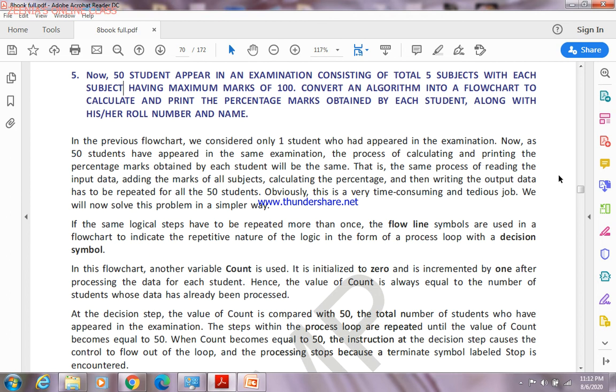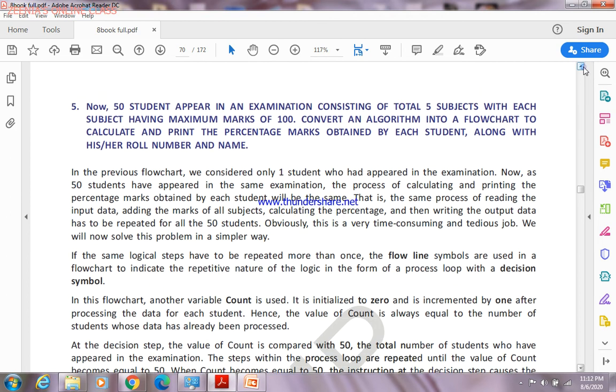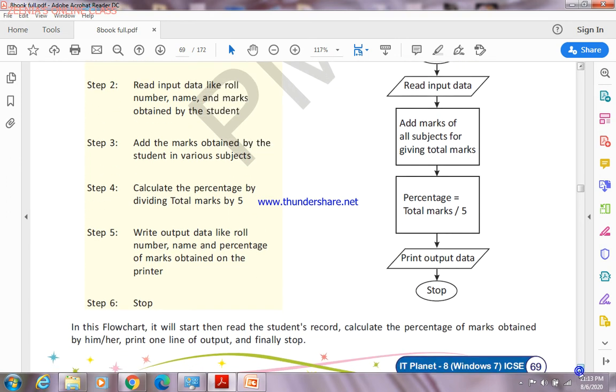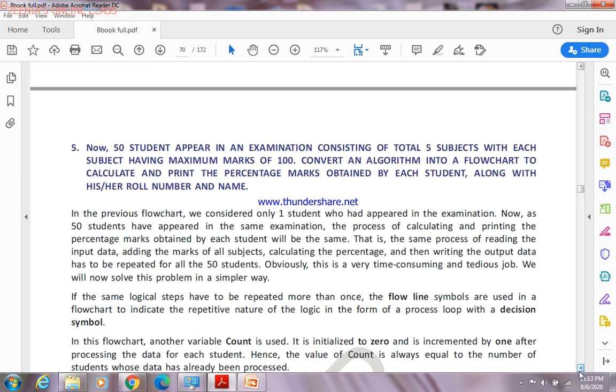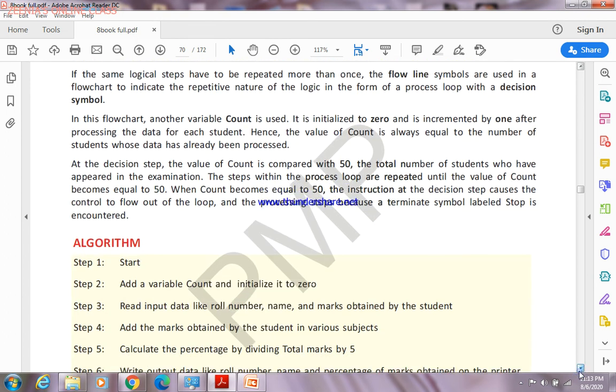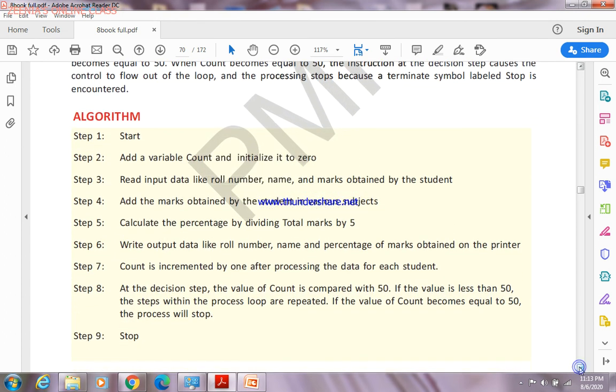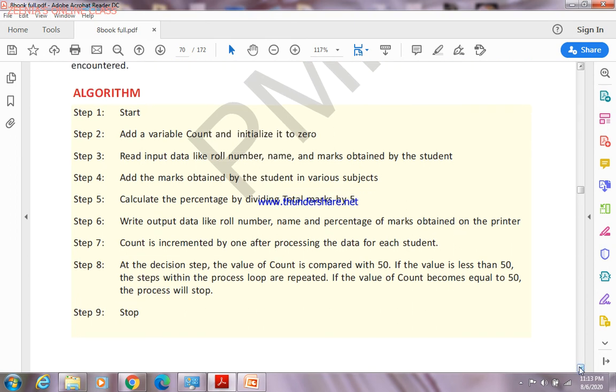I'll show you again, this was a flowchart and algorithm for calculating the result for 1 student, but we need it for 50 students now. So we will change it a little bit, because we need a counter also. Counter means we have to count that 50 times.